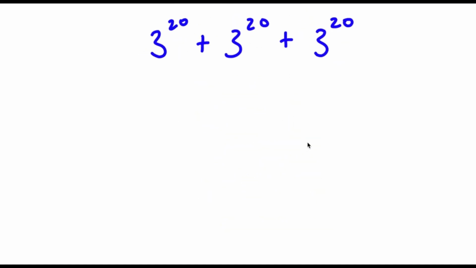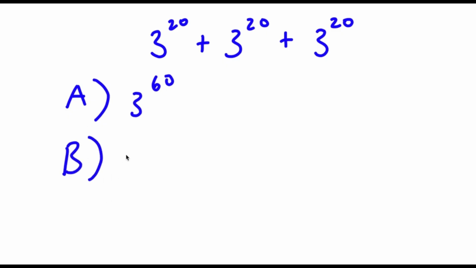Alright, so I have 3 to the power of 20 plus 3 to the power of 20 plus 3 to the power of 20. Now for this problem, I actually have 4 answer choices. So for answer choice A, I have 3 to the power of 60. For answer choice B, I have 60 to the power of 20.